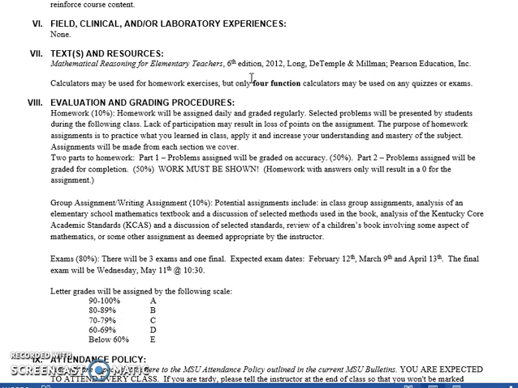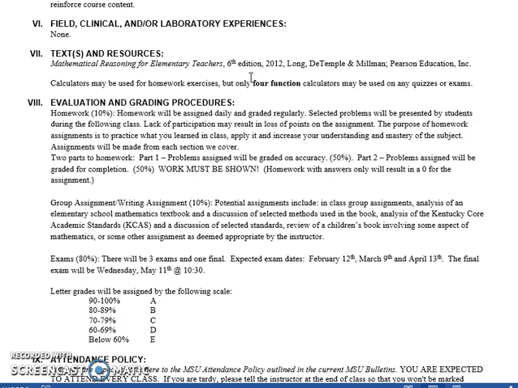Part 1, problems assigned will be graded on accuracy. So it'll be in 2 homework parts. Part 1 is accuracy, 50% of your grade. I'll give you 5 problems, and you're going to make sure you do those problems well, you understand them, and you've got the correct answer, and that's half your homework grade. The other half comes from completing the rest of the assignment.